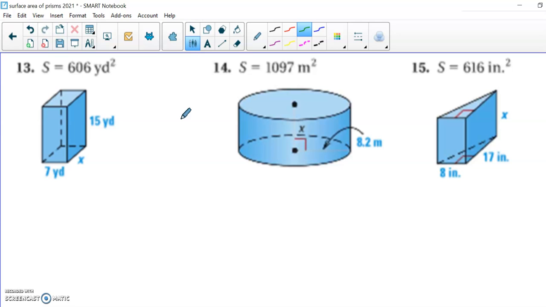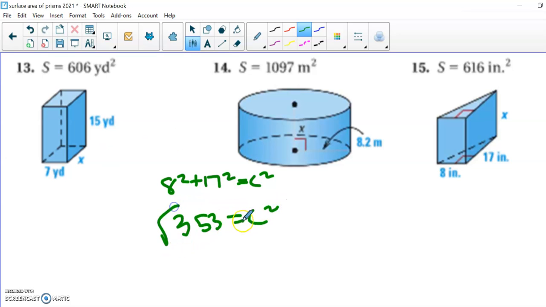So I'm going to go ahead and just calculate that now, anticipating I need that. So we're going to do Pythagorean Theorem. It looks like we're missing our hypotenuse, our C. So I'm going to say 8 squared plus 17 squared equals C squared. And 8 squared plus 17 squared gives me 353 equals C squared. Square root that. And I'm looking at about 18.79. And that seems reasonable. So I'm going to go ahead and put that in there, 18.79.